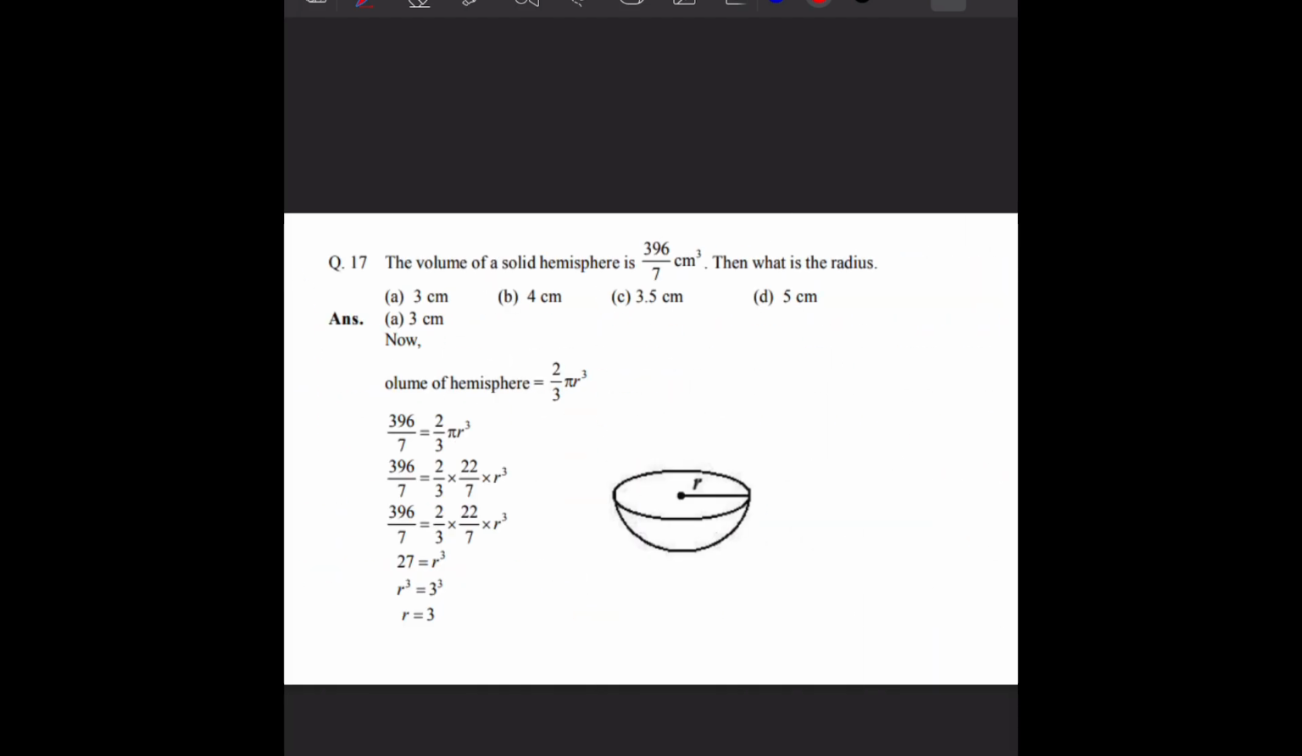The volume of a solid hemisphere is, as we all know, what is the volume of a sphere? What is the volume of a hemisphere? 2 by 3 pi r cube. So I have put 2 by 3 pi r cube in place of the volume of sphere. Can I write 22 by 7 in place of pi? Yes, I can. 7 7 cancel. We did a calculation. R cube equals 27. Therefore, R is equal to 3. What is my correct option? Option A is my correct answer. Moving on to the next.